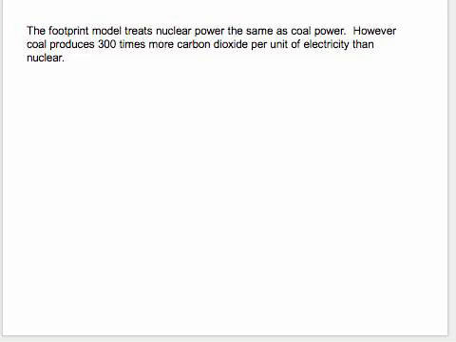The footprint treats nuclear power exactly the same as coal, yet nuclear power produces tiny amounts of carbon dioxide per unit of electricity when compared to coal. So you can see here that the ecological footprint is a good idea, but it's very, very grossly simplified.